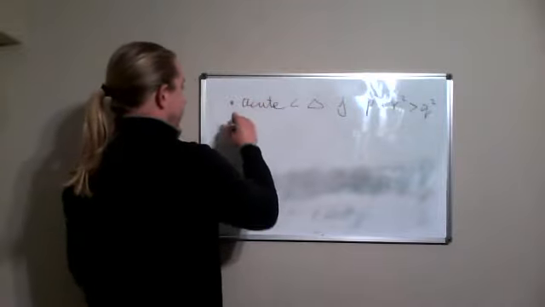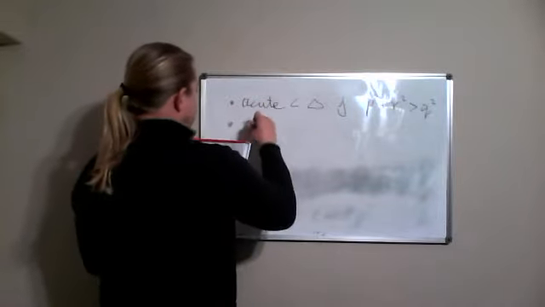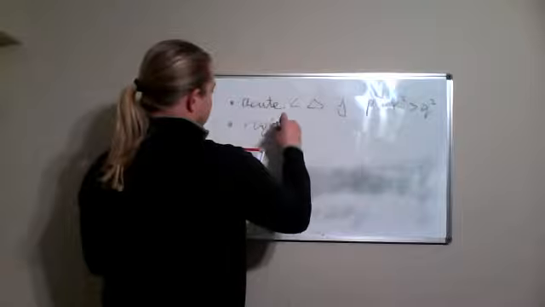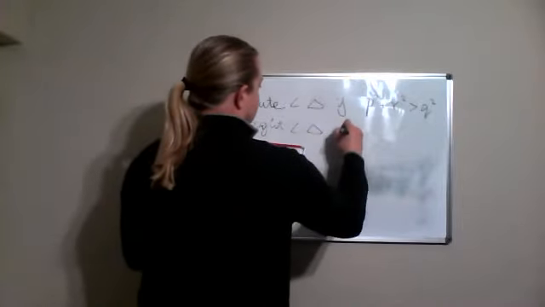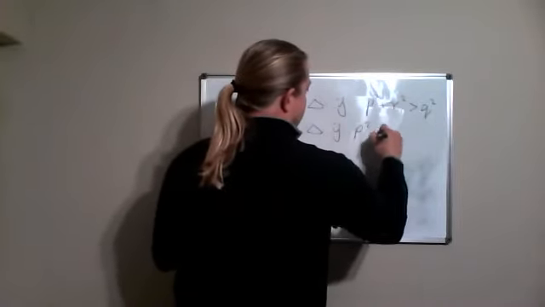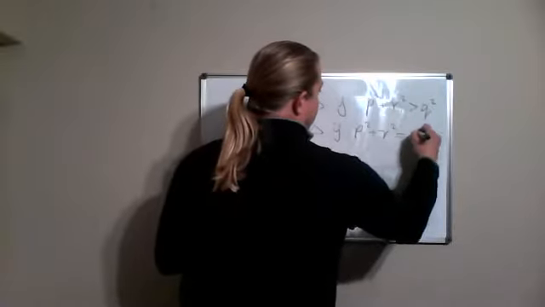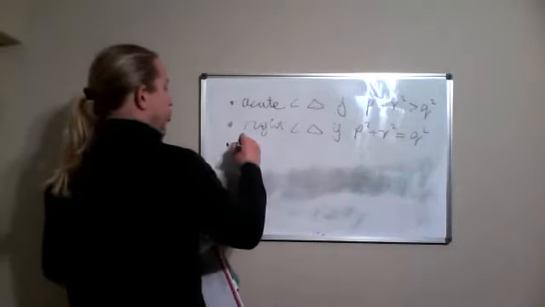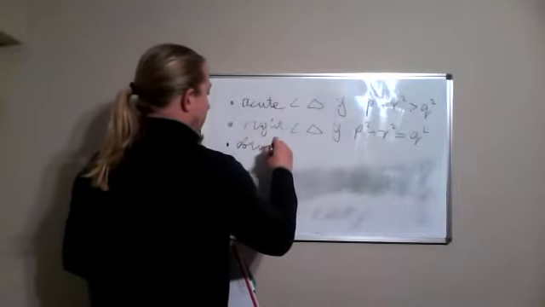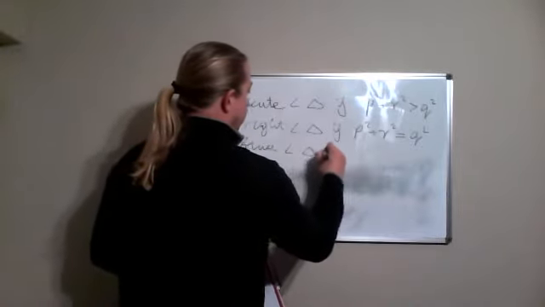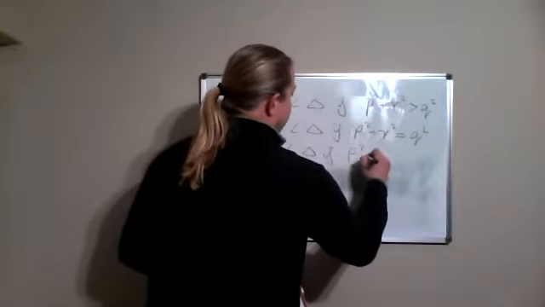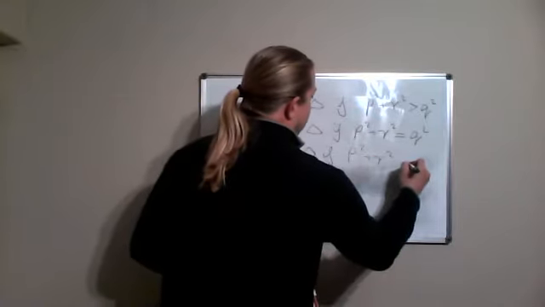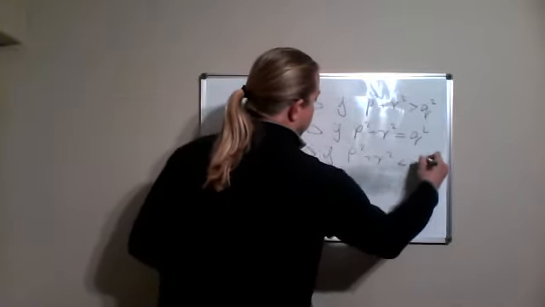Then we have a right angle if p squared plus r squared equals q squared. And we have an obtuse angle triangle if p squared plus r squared is less than q squared.